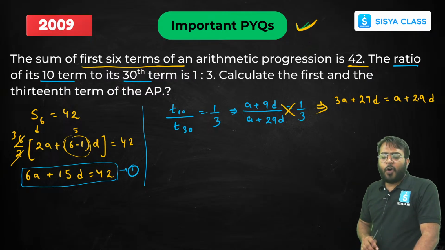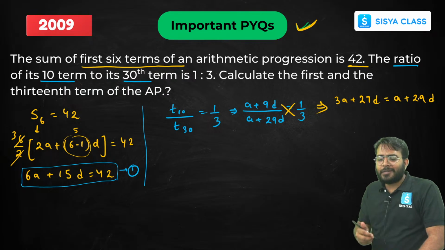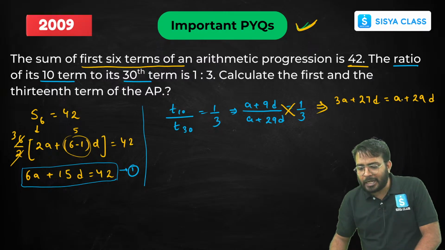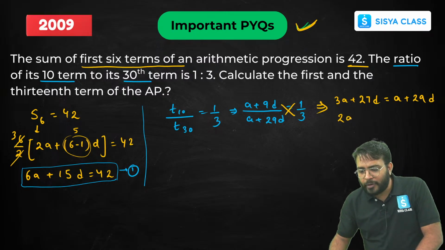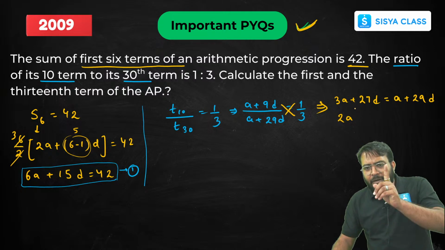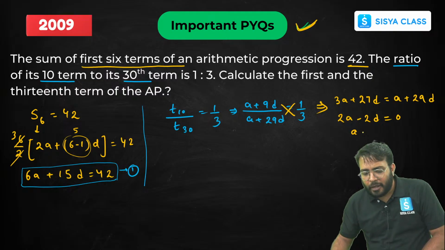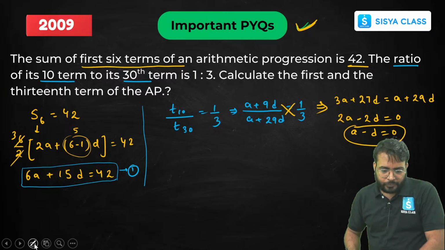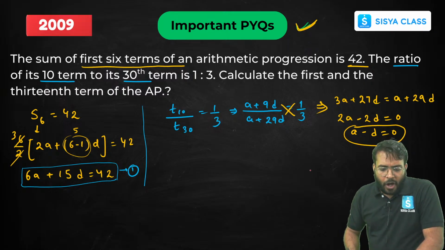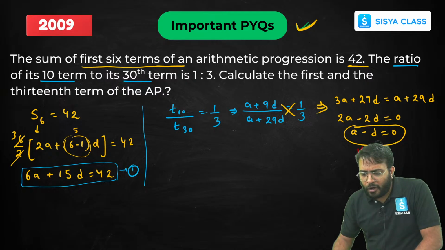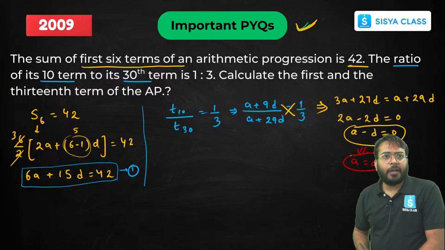Now we can transfer everything to one side. So 3a minus a is 2a, and 27 minus 29d gives minus 2d, is equal to 0. That means here you get a minus d is equal to 0. Or you can say a is equal to d. Yes, a is equal to d.